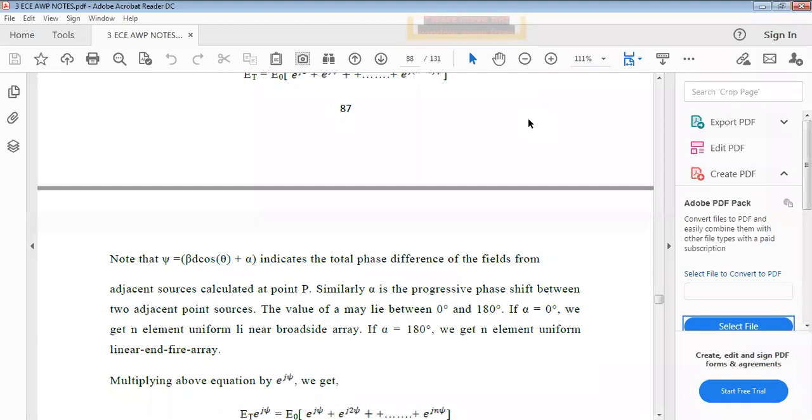Okay, the third unit started with antenna arrays. What is the purpose of antenna arrays? An array is always a group of antennas, a group of antenna elements. Those are used to improve the gain and directivity. How are those antenna elements connected?